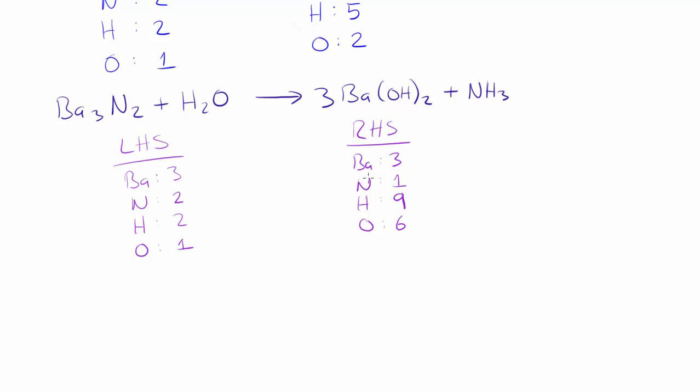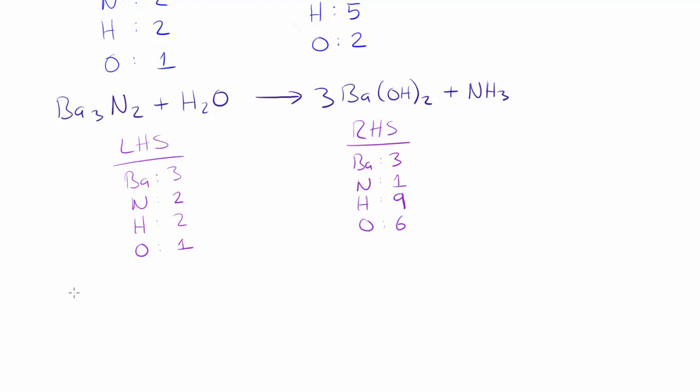So what I'm going to do is try to balance this by putting a 2 in front of the NH3, which would double the occurrence of the nitrogen. Let's see what we get when I do that, and let's audit that afterwards.